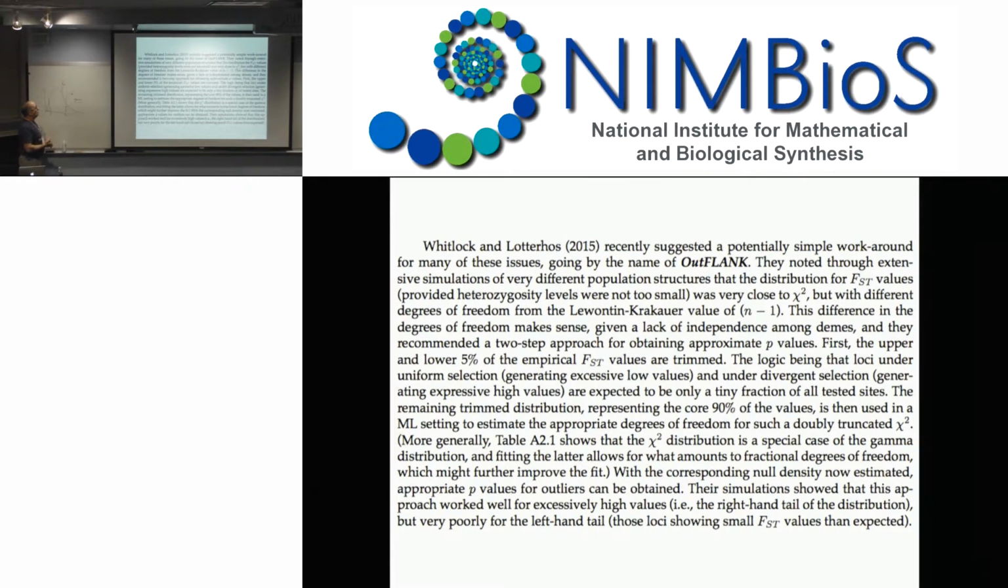so basically if you've got fractional degrees of freedom, the gamma will fit it well. So the idea about OutFLANK is what you basically do is you take your data, you throw out the lower and upper tails, how much you can fiddle around with, then take that middle part, fit a distribution to that. With that new distribution, then you can look at what the p-values are in your tails. So it's kind of a way to get around a little bit of these limitations of Lewontin-Krakauer, and their simulations showed that it worked pretty well. So that's still using the Lewontin-Krakauer idea, but a very simple modification of it.